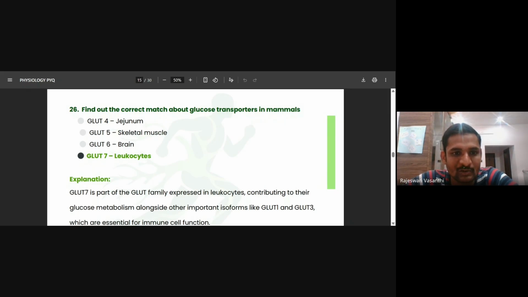So here the only correct match among these is GLUT7. GLUT7 is seen in leukocytes. So we'll see one by one. GLUT4 is involved in insulin-mediated glucose uptake, which occurs in skeletal muscle and adipose tissue. GLUT5, the 5 stands for fructose uptake in jejunum and sperm. GLUT6, as we already discussed, is a pseudogene. No protein is yet mapped.